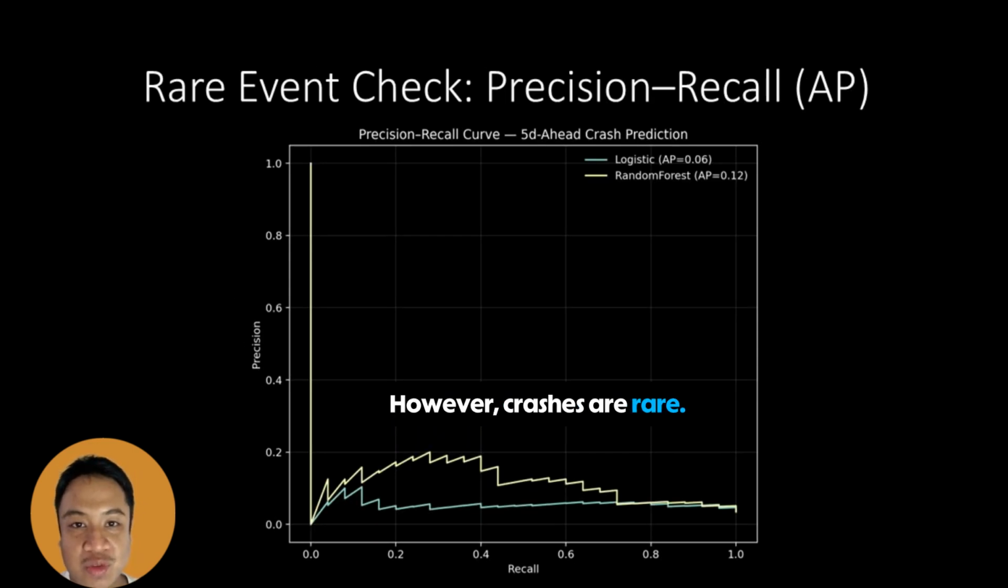However, crashes are rare, so ROC alone can be misleading. That's why this slide is important. Precision recall. Precision answers, when the model warns, how often is it correct? Recall answers, how many real crashes did we successfully catch? This curve shows random forest has higher average precision than logistic, so it's doing a better job in the rare event setting, which is exactly what we care about.